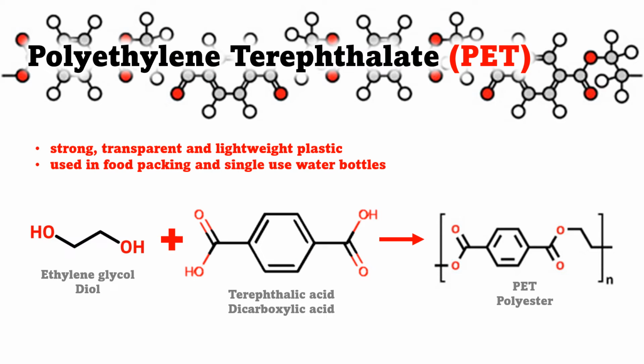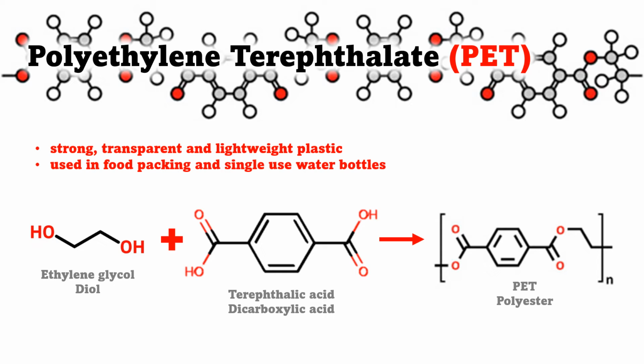One of the most widely used plastics is PET. It has a wide range of uses, but is most commonly used in food packaging and single-use water bottles, due to it being strong, transparent, and lightweight. Its monomers are derived from crude oil. The diol and the dicarboxylic acid polymerize together to form the polyester. Water is also produced as a byproduct.